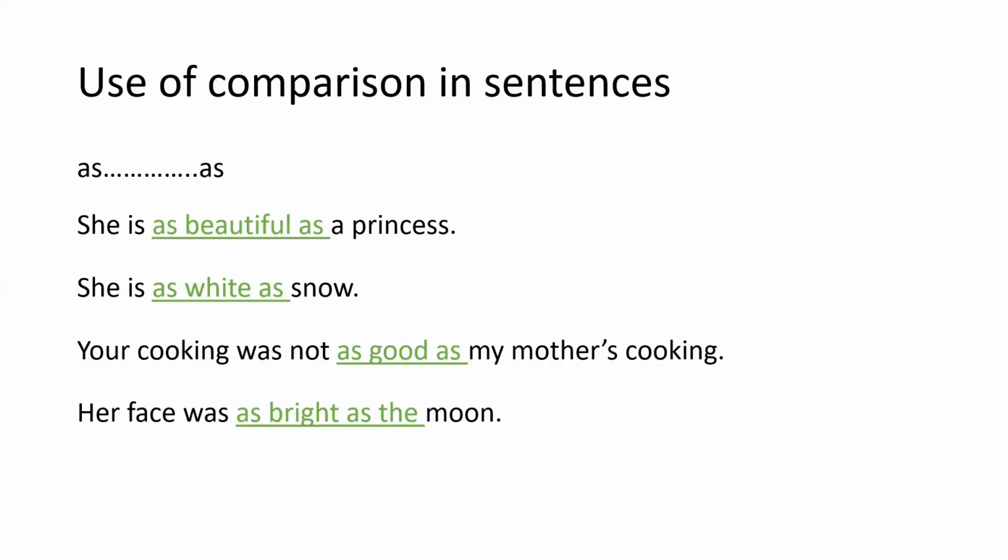Previously, we discussed the three degrees of comparison. Apart from that, we can use as to compare nouns, objects, and places. Now look at the example. She is as beautiful as a princess. Here we use as before the adjective and after the adjective. She is as white as snow. And your cooking was not as good as my mother's cooking. Her face was as bright as the moon.